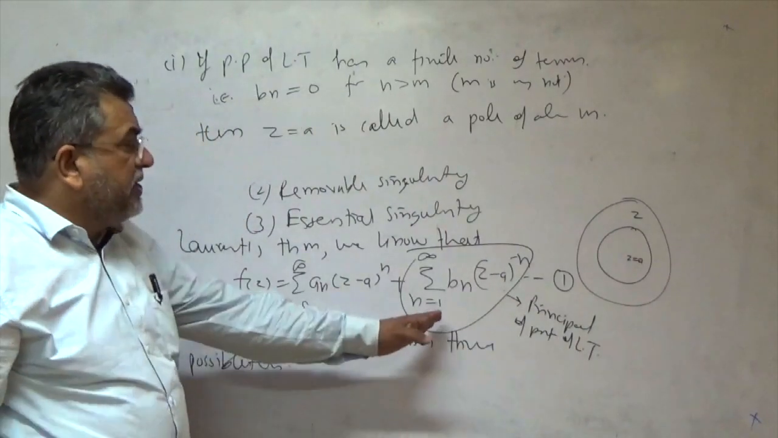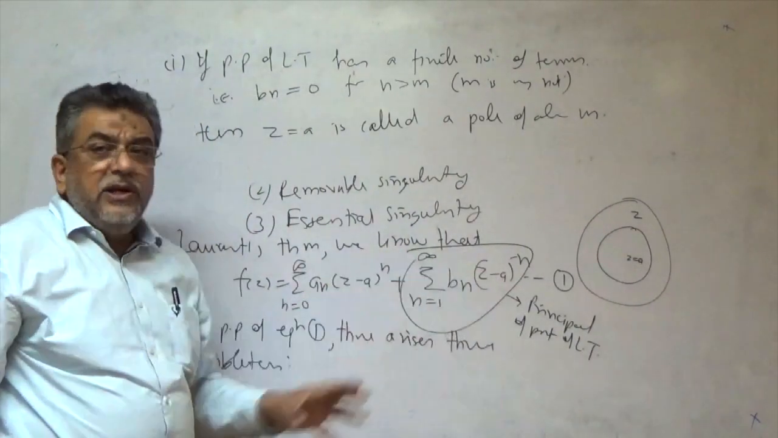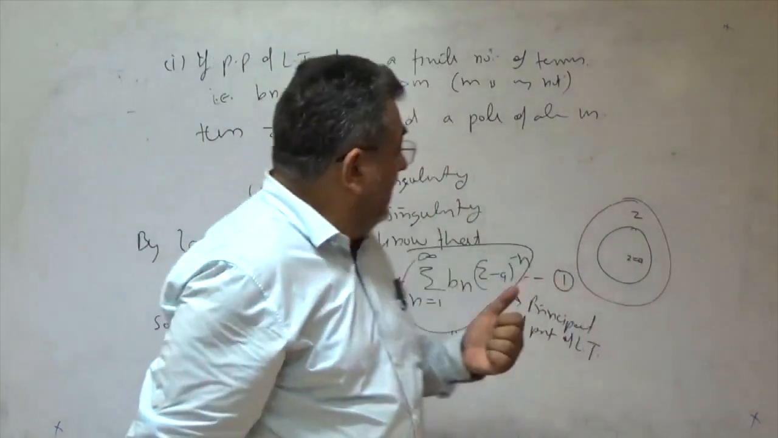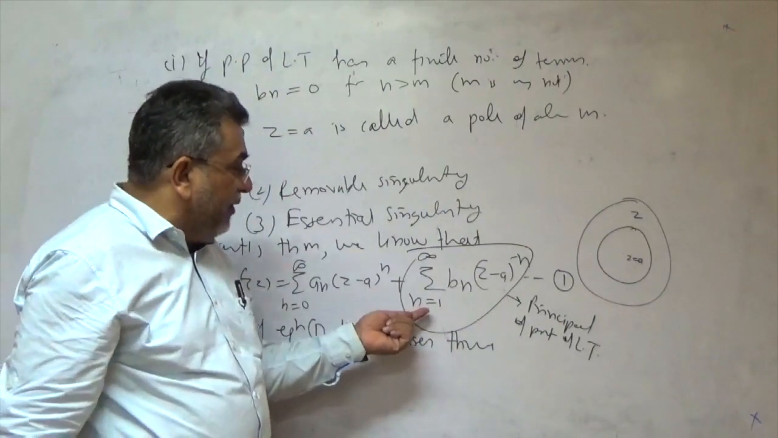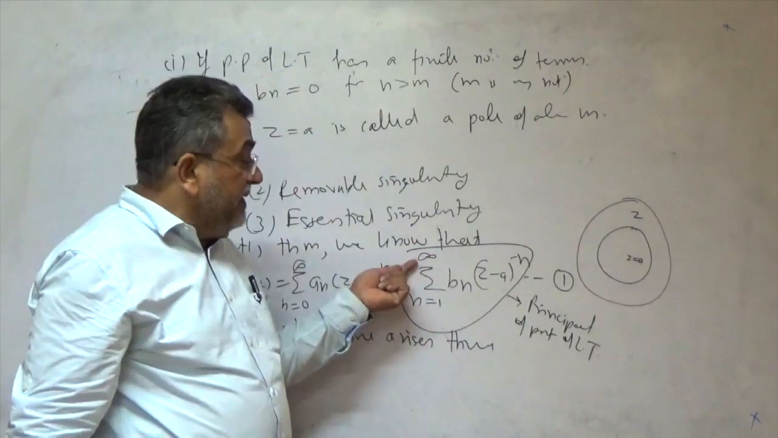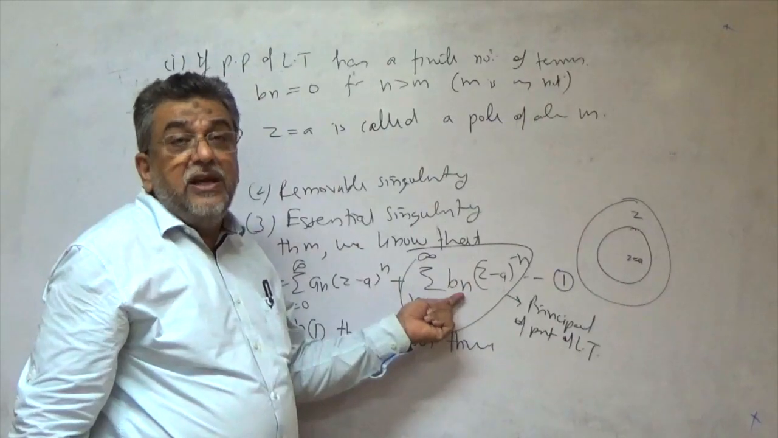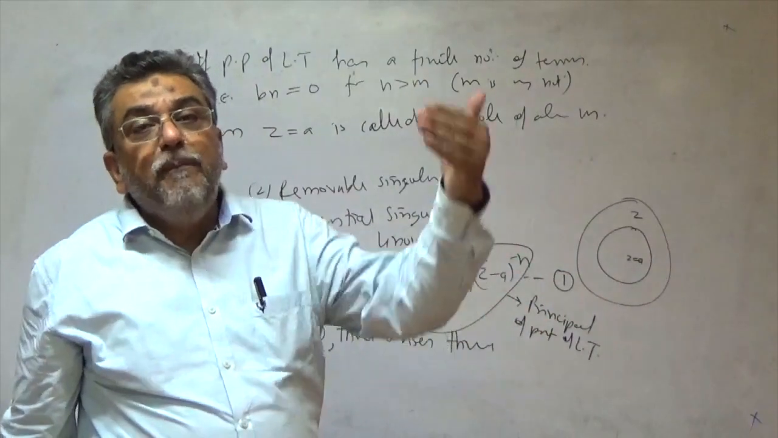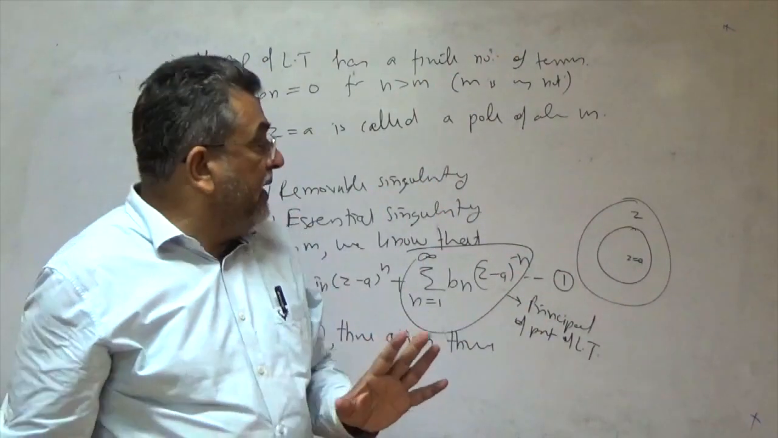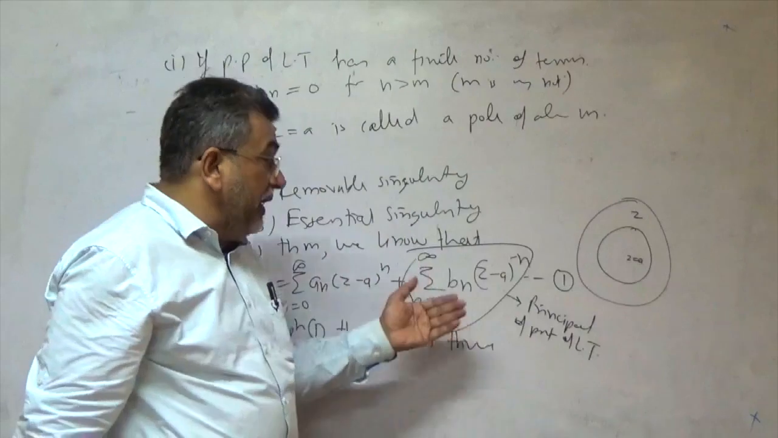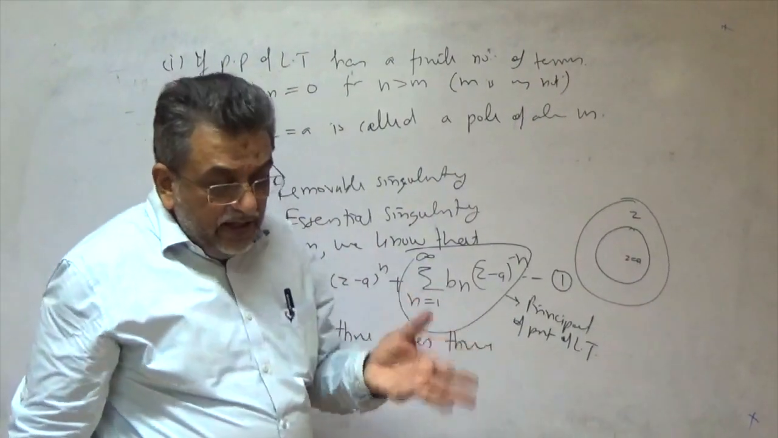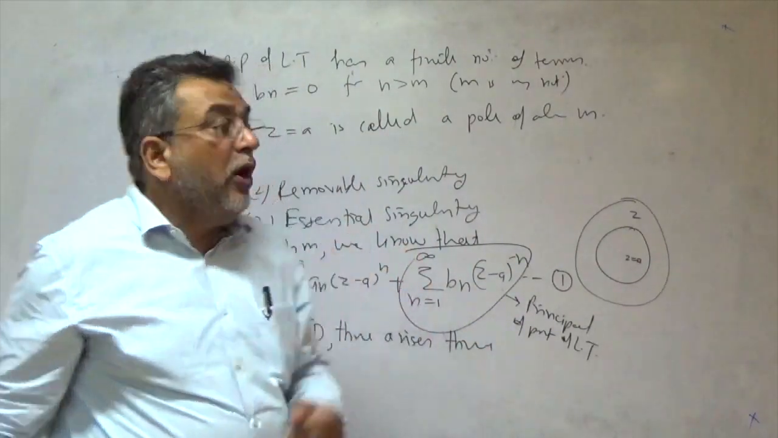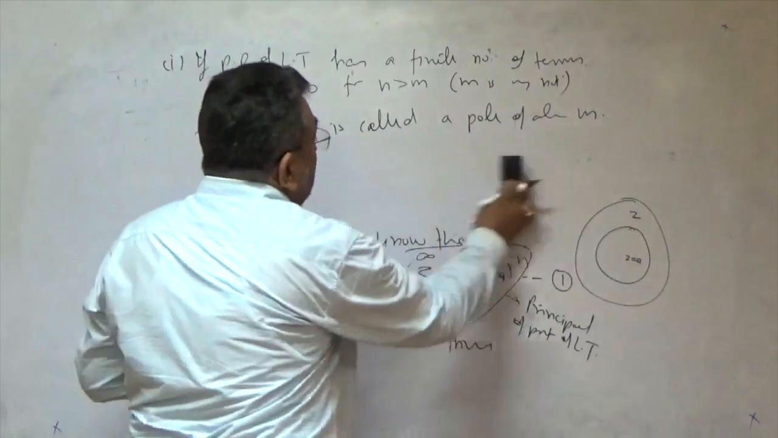This means in this expansion, this part contains only finite terms. If we expand this, it runs from n equal to 1 to m. That means the terms are b1 upon (z minus a), b2 upon (z minus a) squared, b3 upon (z minus a) cubed, up to bm upon (z minus a) to the power m. After that, all terms vanish, so it contains finite terms. Here z equal to a is a singular point, and this is called a pole of order m. This is the definition of a pole.